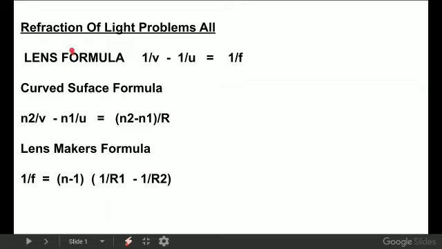Okay, let's discuss the problems of refraction of light. I'm going to cover all the problems, textual and example problems, present in the textbook. In order to solve these problems, you should know some equations.